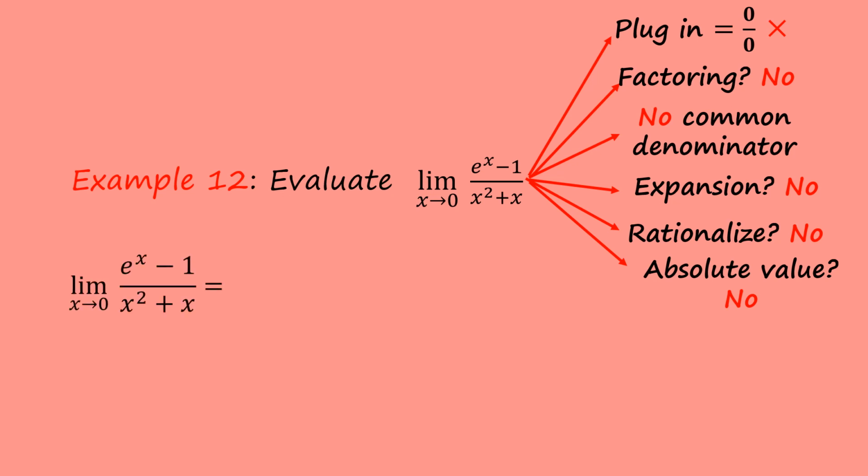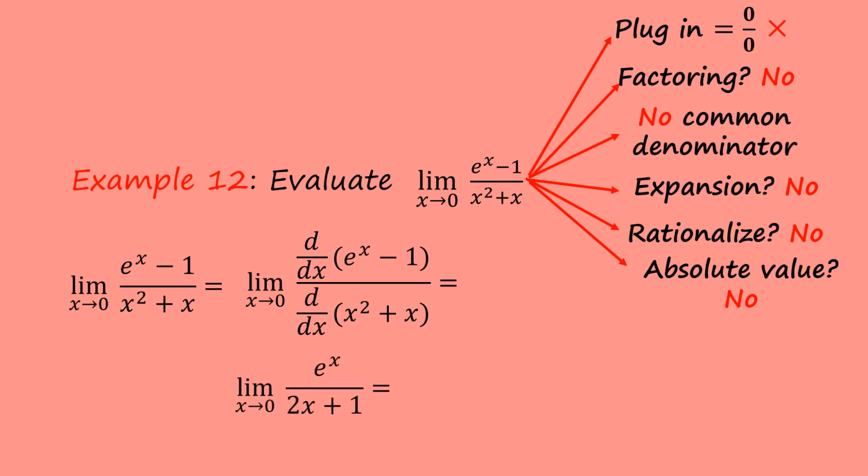For us to use the L'Hopital rule, we differentiate the numerator and the denominator. If we differentiate the numerator, we get e to the power of x, while for the denominator we get 2x plus 1. Now we can plug in our value x to be 0. We get e to the power of 0 over 2 multiplied by 0 plus 1 as the denominator. Now e to the power of 0 is 1, then 2 multiplied by 0 is 0, plus 1. So we have 1 over 1. Our resulting value will be 1.